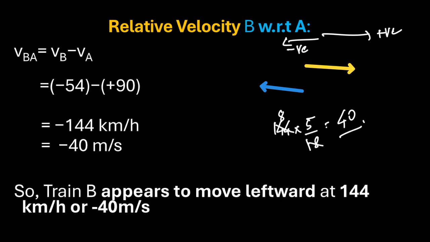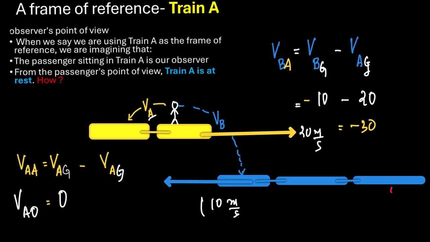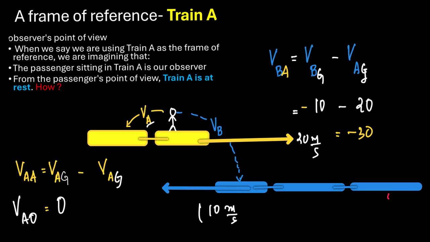Now, why leftward? Again, we come to the same direction, same diagram here, because the overall motion of train B is towards the left and the direction of relative velocity is negative, which means displacement will also be negative, which means velocity is also negative, which means the motion is towards left. Why? Because we assume that towards left is negative.